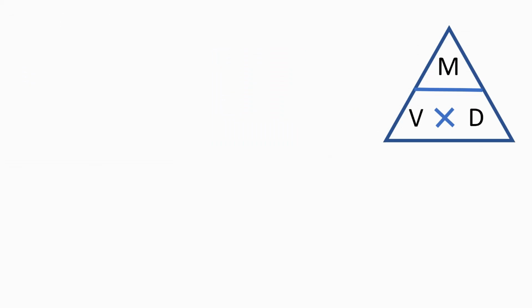This is a formula triangle for working out density. We know that density is mass divided by volume. So if I want density, I can cover it up and I have mass over volume. If I want mass, I cover it up and I have volume times density. And if I want volume, I cover it up and I have mass divided by density. As long as you pay attention to the units, you shouldn't have any problems here.